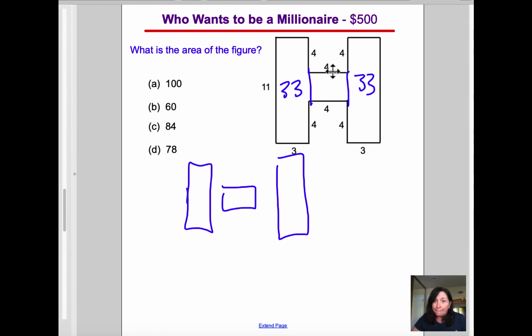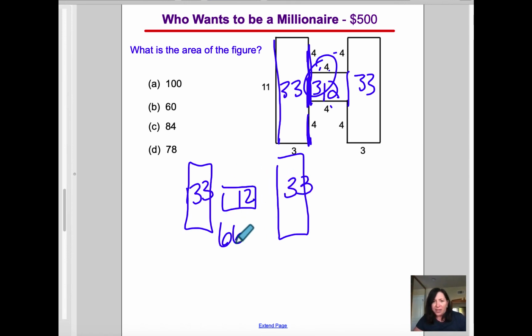So, well, that's 4 and that's 4, but what is this length? Well, let's see. This is 4, that's 8. And if the whole length is 11, this must be 3. So the area of this little shape in here is going to be 12. So we've got 33 plus 33 plus 12. What is that? 66 plus 12, 78. And there we are.